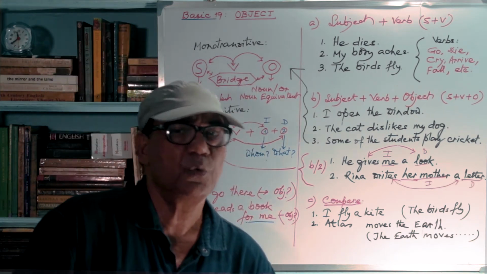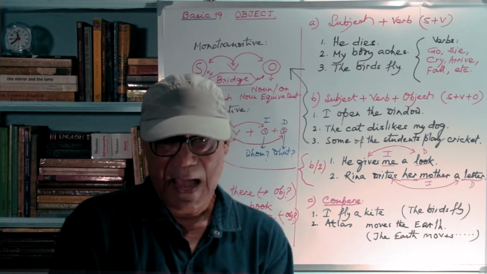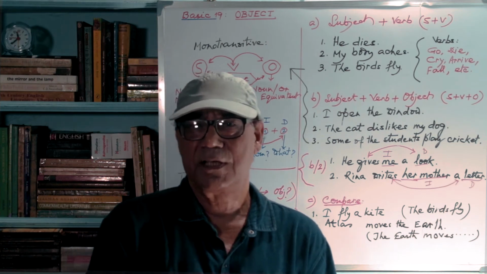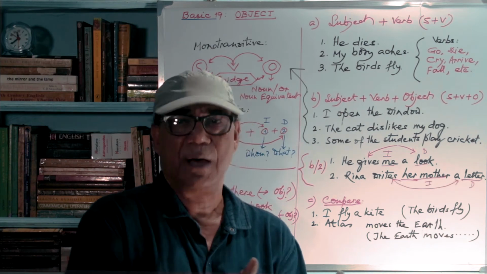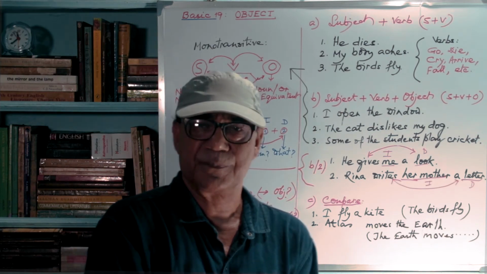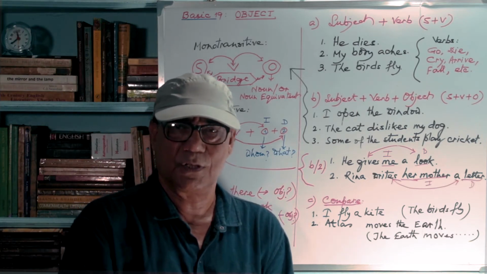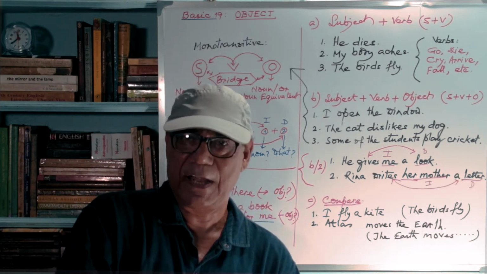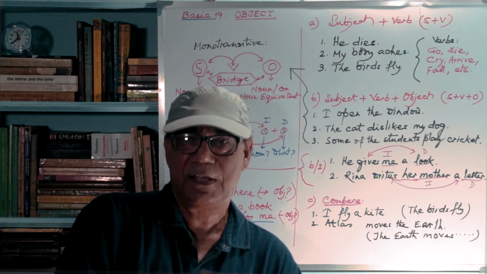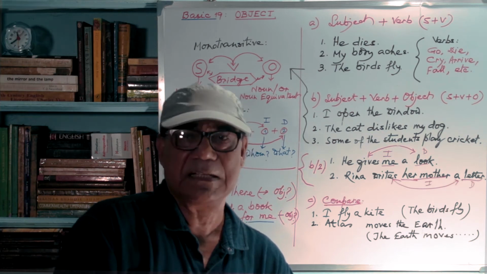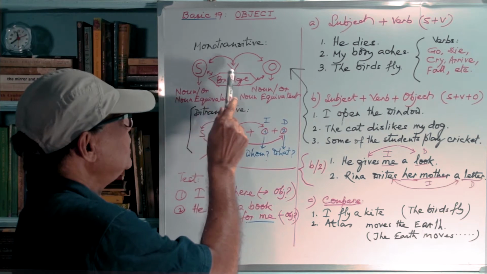When I say I open the window, what happens? I means subject. Open means the action, and window is the object. So somehow there is kind of operation upon the window, and window opens. So subject, verb, and object. Subject intends to do something. Verb is the operating word, and object is something that is operated.